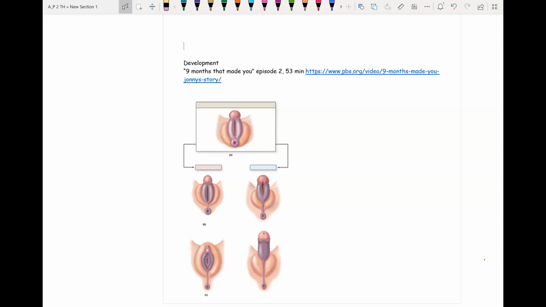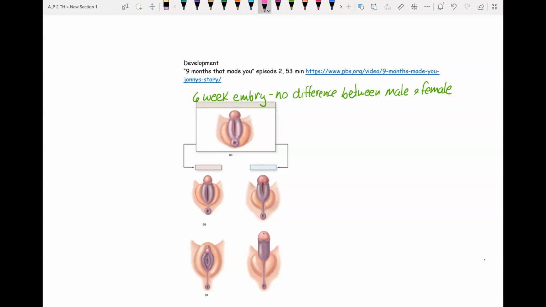Now let's look at how the different male and female reproductive tracts develop. This is showing embryonic development and how you get boys and girls. So we start off here. This first picture is a 6-week embryo. For the first 6 weeks, there's no difference between male and female. But after 6 weeks is when they start to diverge and develop differently.